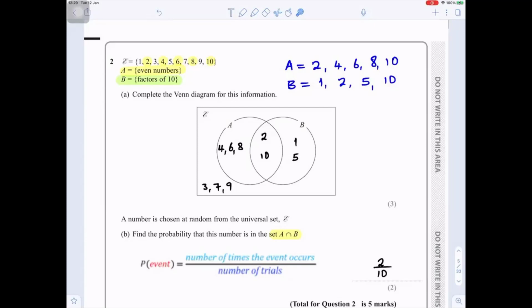In this case, how many numbers are in the set A intersection B? 2 numbers, so we put 2 on the top. How many numbers in total? 10. So it's 2 out of 10. That's what you do to do these probability questions.